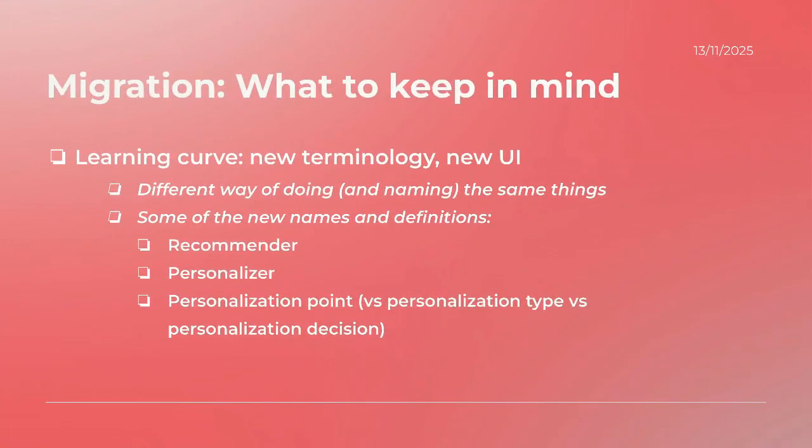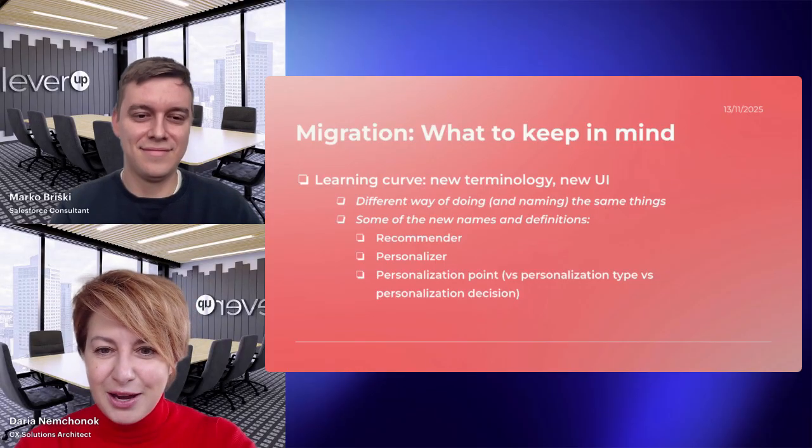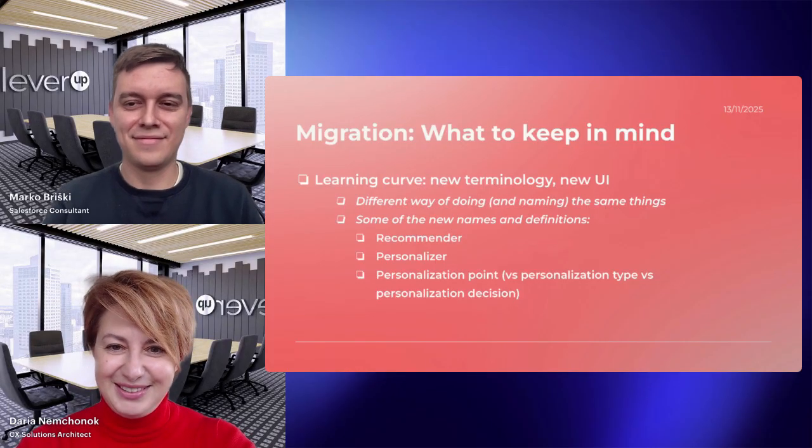So there are some examples, and I will ask Marko to jump in. I wonder, would you be able to guess what they might mean? For example, what exists in Salesforce personalization and not in MCP? Recommender, personalizer, and personalization point. I would be very interested to see whether you can connect it to the existing functionality, but I would let Marko cover this.